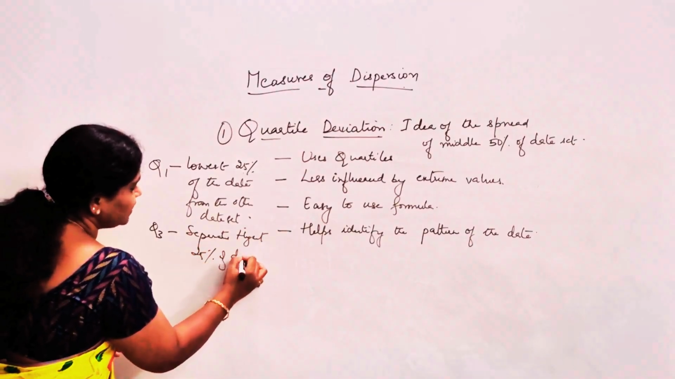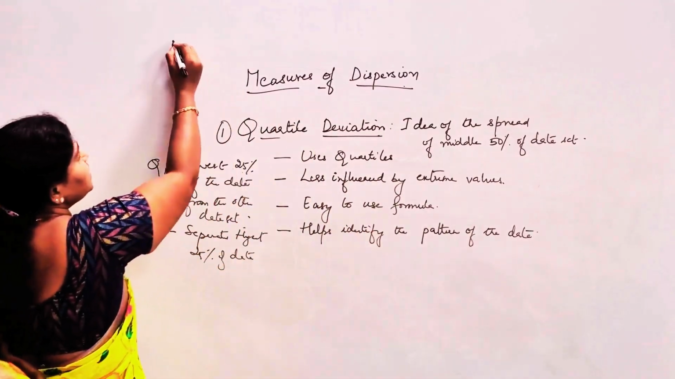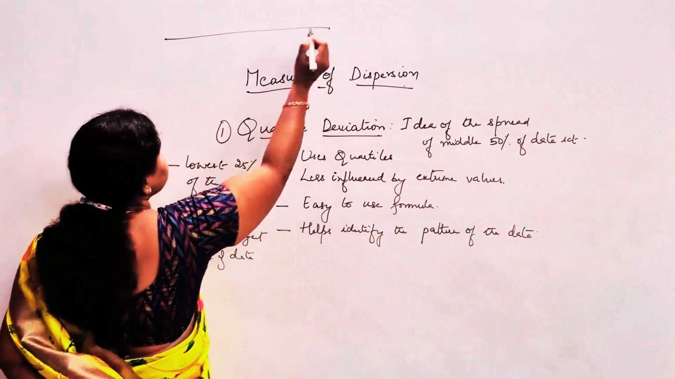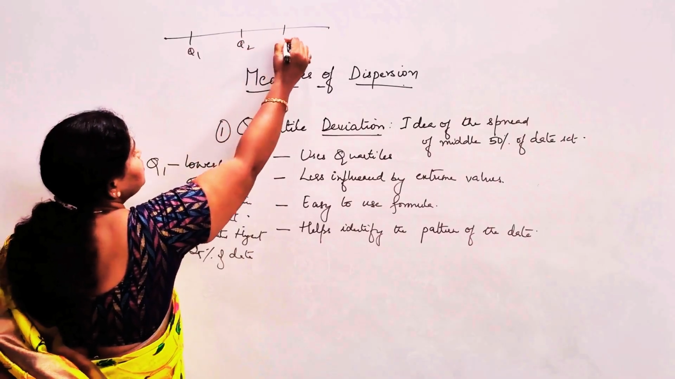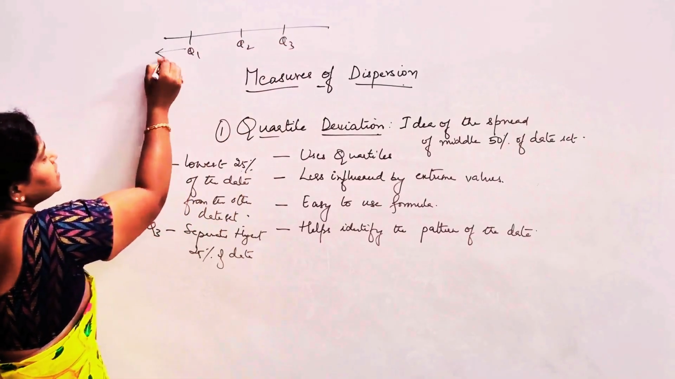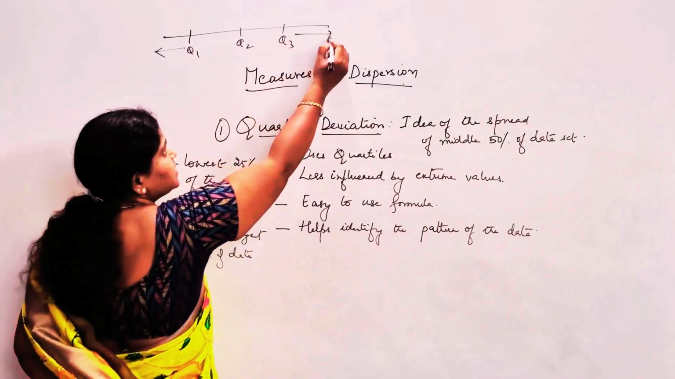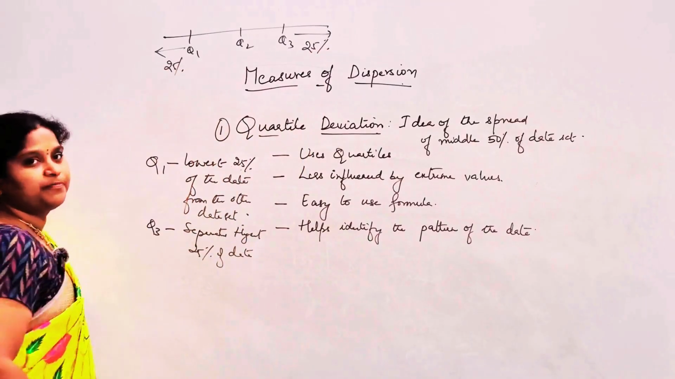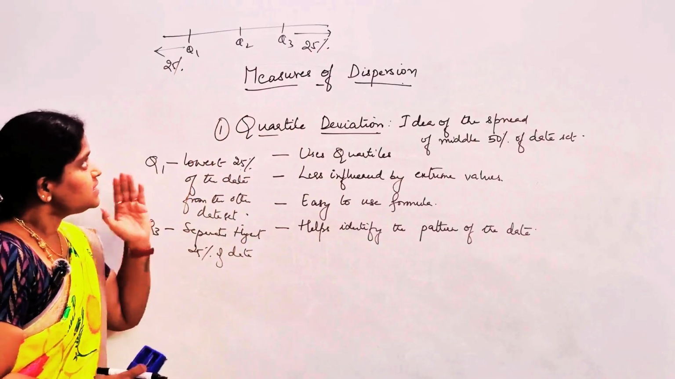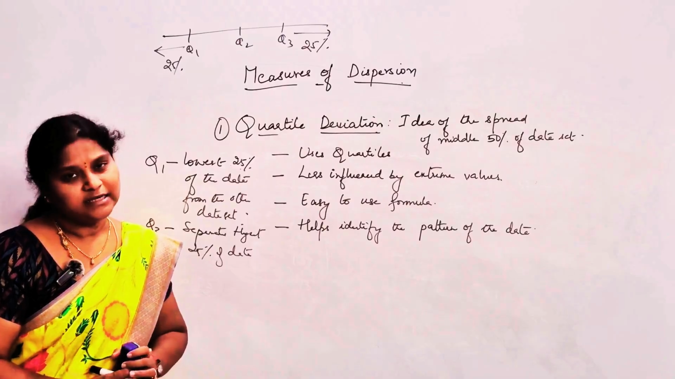Suppose my data is spread like this: Q1, Q2, Q3. So Q1 separates the first 25% from the remaining data set, and Q3 separates the highest 25% of the remaining data set. Right? Using these Q1 and Q3 of the given data, we find out the quartile deviation.